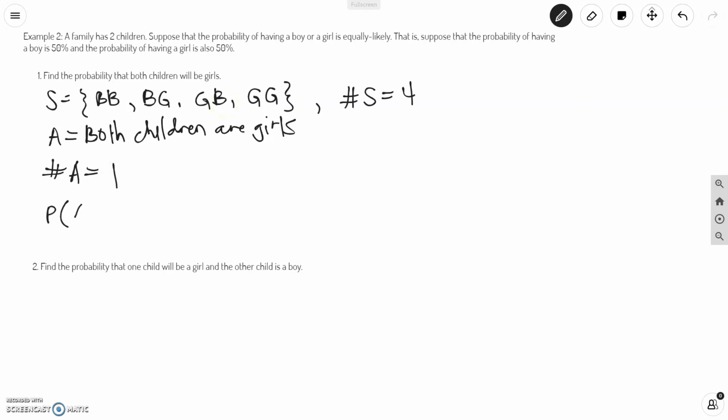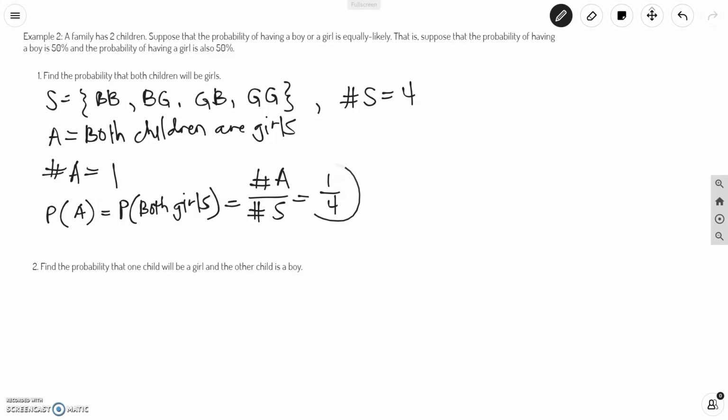Plugging back into our formula, P of A, which is the probability of both girls, is equal to the number of outcomes in A all over the number of outcomes in S, which is 1 over 4. So the probability of having both children be girls is 1/4.